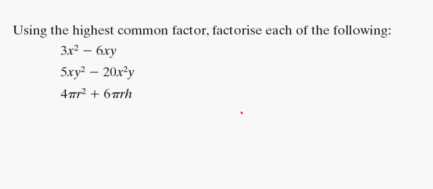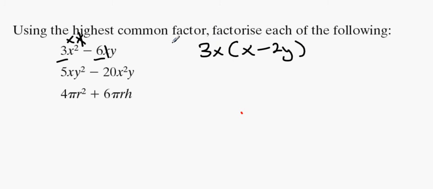Using the highest common factor, factorize each of the following. The highest common factor means, what's the highest common factor between 3 and 6? It's 3. How many x's are we allowed to take out? We're only allowed to take out 1 because that's the highest number. They don't have y's in common, so we're going to be left with 3x times x minus 2y. 3x multiplied by x, 3x squared, 3x multiplied by minus 2y, minus 6xy.